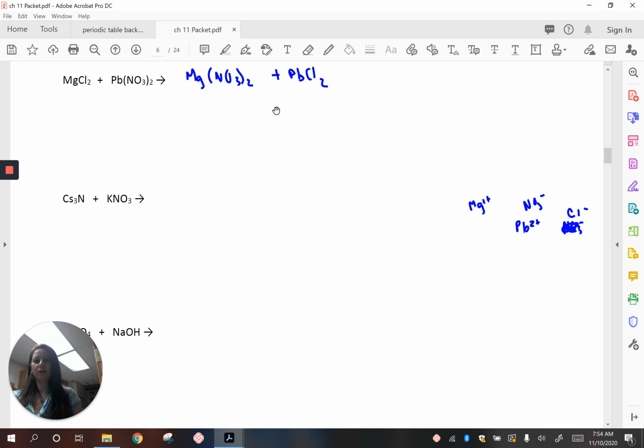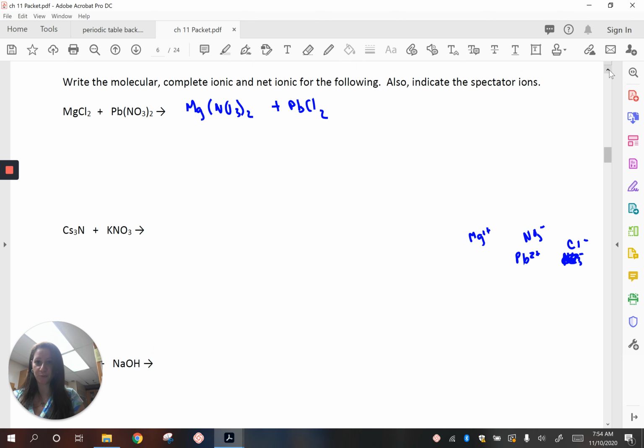Now this is normally what we would write for our regular equation for double replacement. That's how we learn how to write it. We're just going to add one more thing to this, which is we're going to write down whether these things are soluble or not. Any double replacement reaction happens in water.